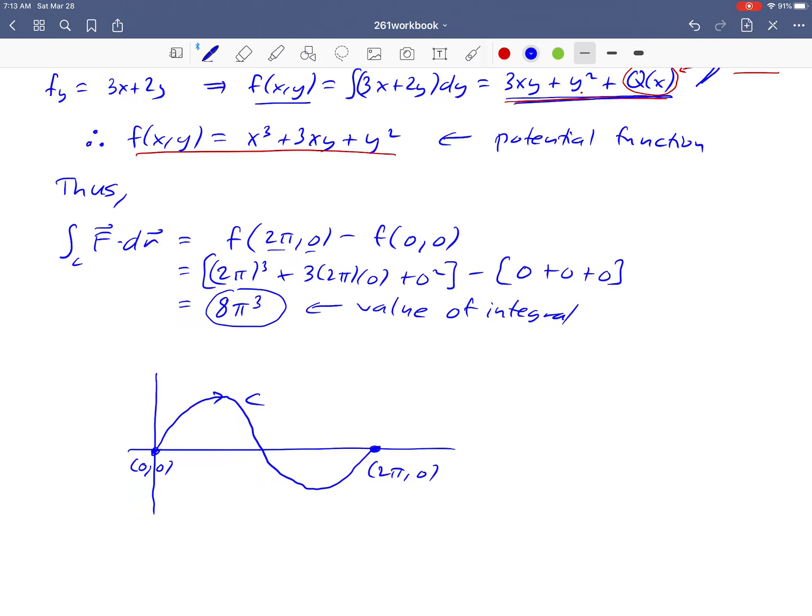So that's the curve, C, that we integrated along, and I want to emphasize again, that curve totally didn't matter in this calculation. All that mattered was the starting and the ending point.